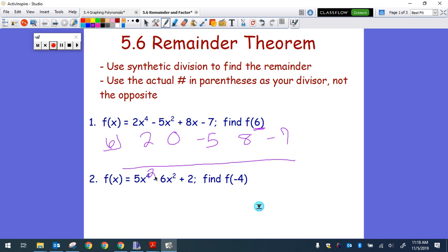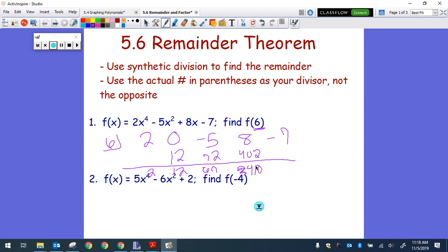Bring down your 2. Multiply by 6, you get 12. Add them, you get 12. Multiply those, you get 72. Add those, you get 67. Multiply 6 times 67, you get 402. Add those, and you get 410.